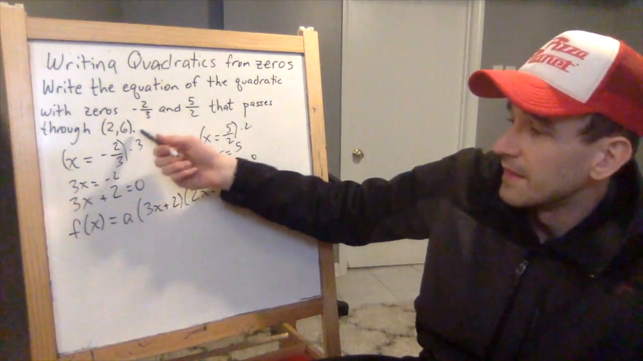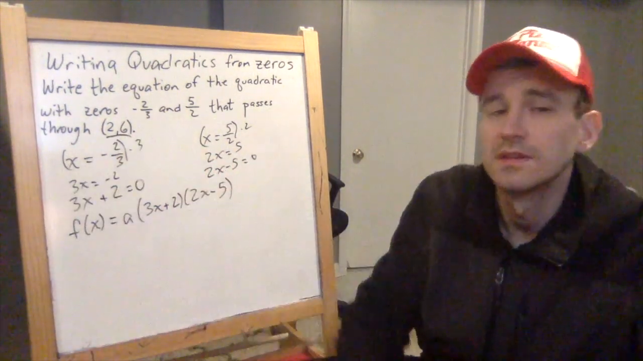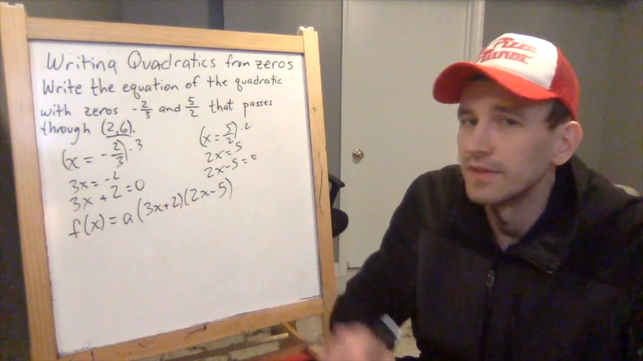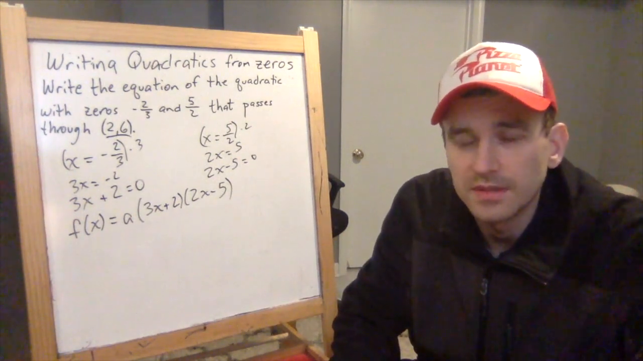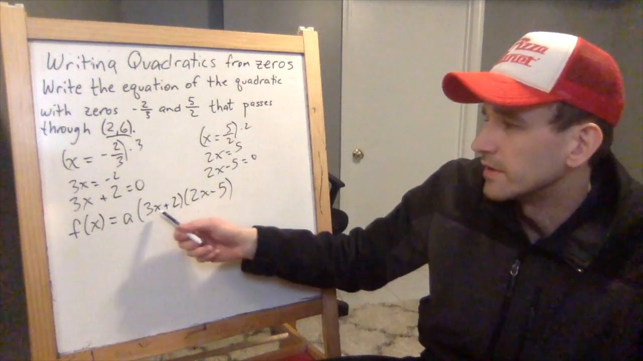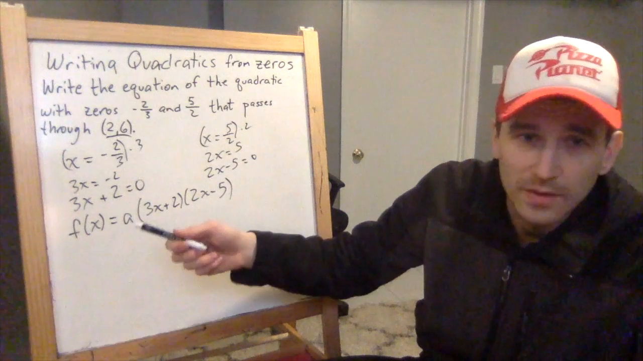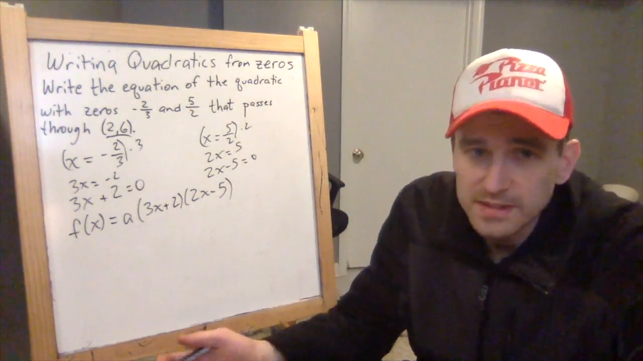And then we have this point, 2, 6. 2 is x, 6 is y. You can actually plug those in before you FOIL this out. I think that's sometimes a little bit easier. So it's up to you. You can expand this part and then plug in x and y, or you can plug in x and y first, solve for a, and then expand later.